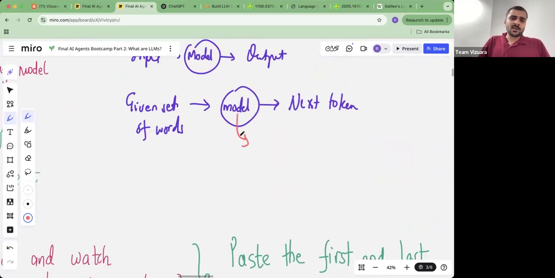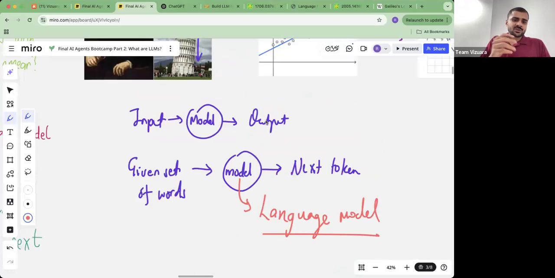And this model, which takes an input sequence of words and predicts the next token, is called a large language model. Okay, forget the word large for a moment. That's called a language model. Now let's understand why it's called a large language model.